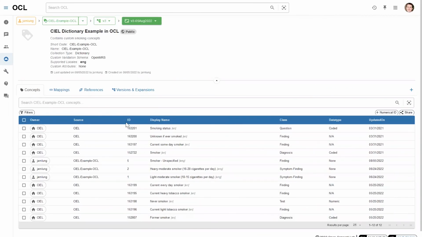So now I'm jumping over into OCL, where you can see an example of this smoking status collection that I put together. As you can see, we've got our CL concept for smoking status, and this is the question. The rest of these concepts in here are potential answers to that question. You might say that that person is a current everyday smoker, which is a concept CL already has, or we might have some more specific answers that CL didn't have, like maybe an unspecified smoker here. So as you can see, this collection here is made up of a mix of CL concepts and my own source concepts.